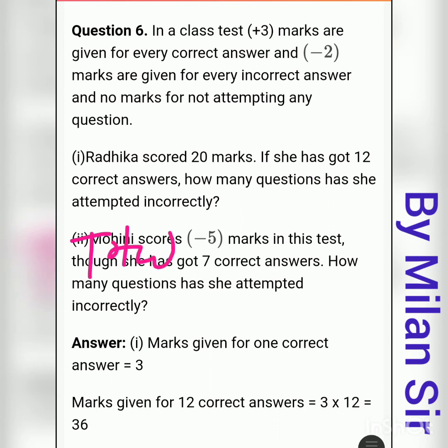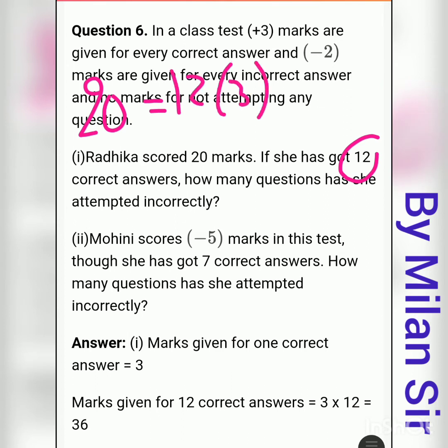For Radhika, total score is equal to 20, right? So 20 is equal to 3 marks for the correct answer. And how many correct answers are there? 12, right? So 12 threes, plus minus 2 marks. Now we don't know how many questions she attempted incorrectly, so we can write x here, the number of incorrect answers. So it is multiplied by -2, because -2 marks are for the incorrect answer.